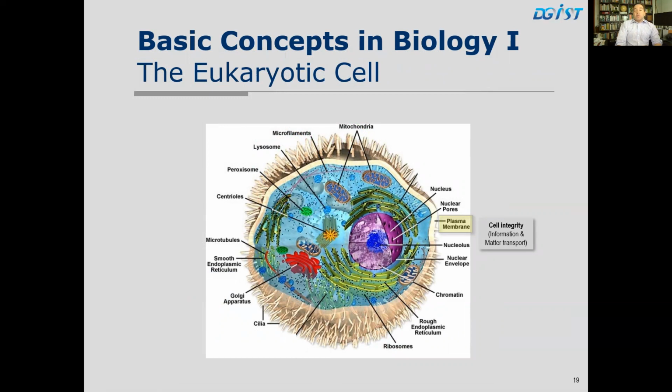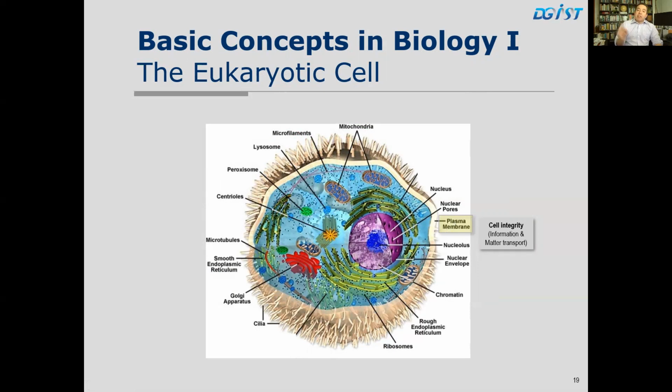The fundamental unit of biology is the cell, and in particular the eukaryotic cell, which is what animals and plants are comprised of, have all these components. Let's go through them very quickly. It looks like a lot of stuff here, but let's go through it systematically. One of the most distinguishing characteristics of the eukaryotic cell is the plasma membrane. The plasma membrane is the outside of the cell, and it's responsible for the cell integrity.